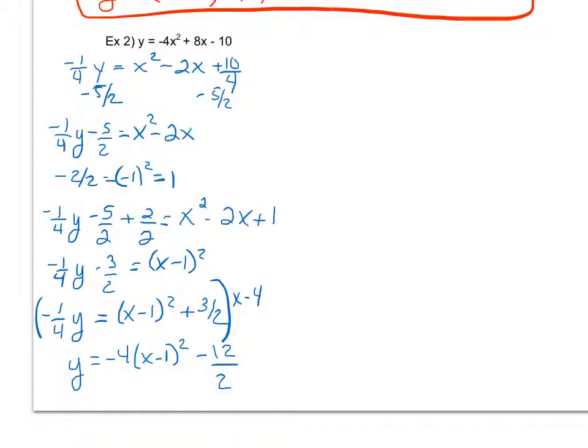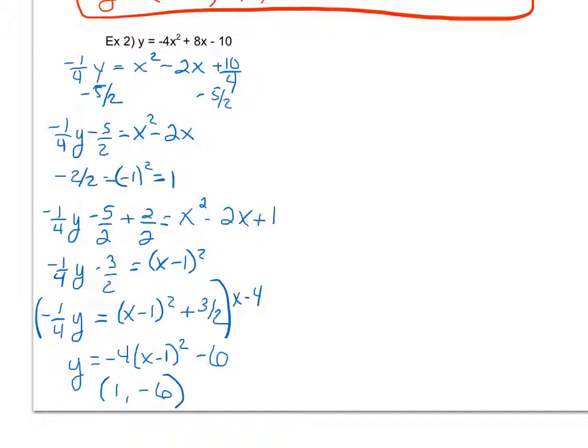I'm out of room, so I would write this in another step, but since I'm out of room, I'm just going to go ahead and erase that and change that and say 12 over 2 is the same thing as 6. And there's my vertex form. And I can go ahead and say that my vertex is going to be 1 comma negative 6.